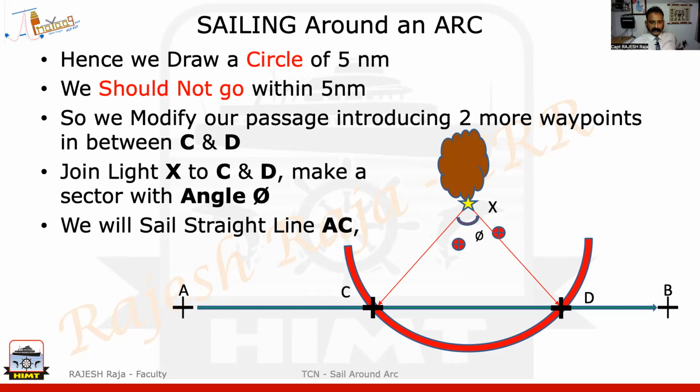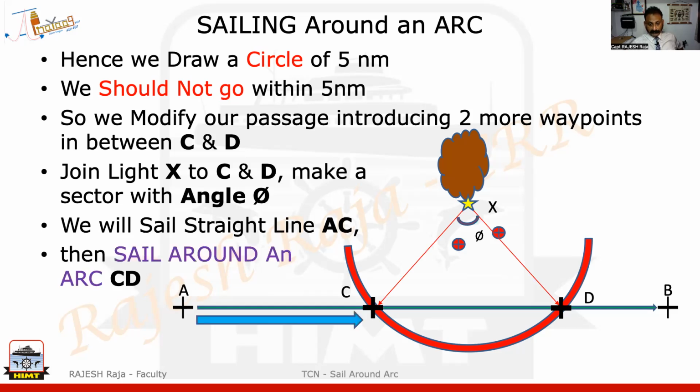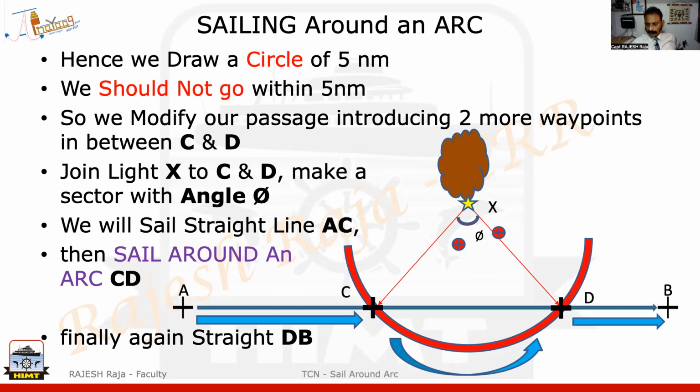I'm going to sail a straight line or rhumb line course from Alpha to Charlie like this. I can sail a circular path like this from Charlie and Delta. Then again, I can go straight line from Delta to Bravo. So this is what I'm going to do, and we're going to do the simple calculation.